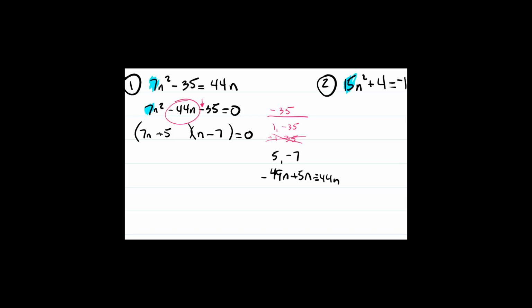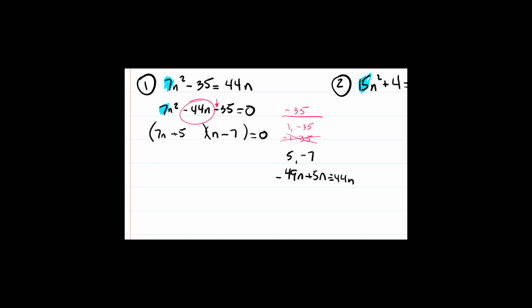So I thought that through, and that was kind of the thinking process that my brain is going through. Now I have my two factors and I have it set equal to 0. So now I've discovered the two factors whose product will give me 0 for the quadratic 7n squared minus 44n minus 35 equals 0. Now again, just like before, we're going to take each factor and set that factor equal to 0.